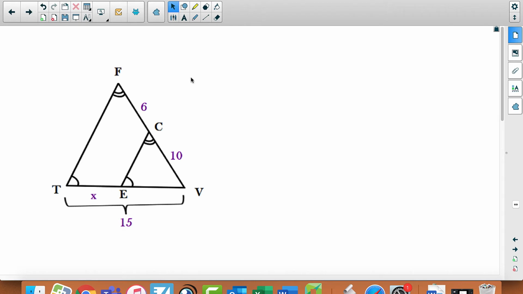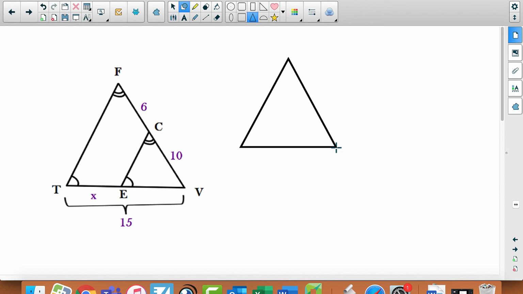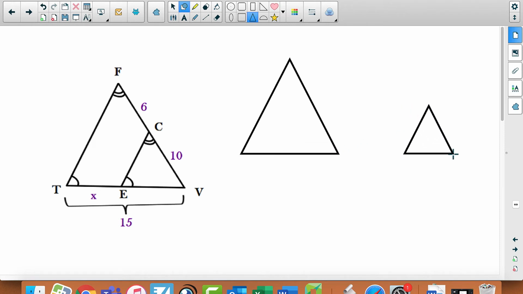Okay, on to the back. So we have two triangles here. Maybe what I'll do to start is do a sketch of both of them. So we have our big triangle, something like that size, and then we have a smaller one about like that. Alright, let's fill in what we know here. So in the big one, the whole bottom is 15. So we can put 15 here. On the side, we know that it is 10 plus 6, right? This whole side here is 16.